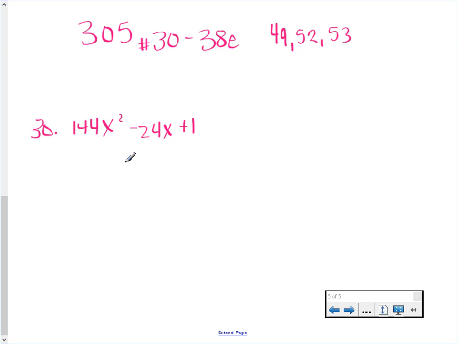All right. So we need to break down, like you can do the puzzle for this if you want to, but what I know is that the first number and the last number are both perfect squares. 144x squared breaks into 12x times 12x. 12 times 12 is 144, and x times x is x squared. 1 is the same thing as 1 times 1. What I told you before is you got to pay close attention to that middle number. If the middle number is negative, that's going to make our signs negative. We're going to see what happens. 12x.